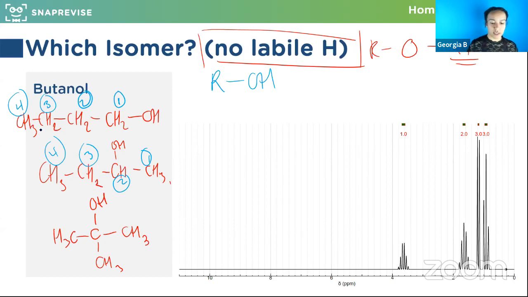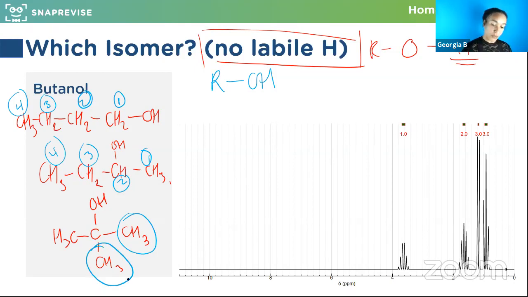It looks like 2, yes. So we should really only have 1 proton environment for our 2-methyl propanol. So this is an example of a symmetrical molecule, right? Because these protons are bonded to a carbon, which is bonded to 2 other CH3 groups and a hydroxyl group.